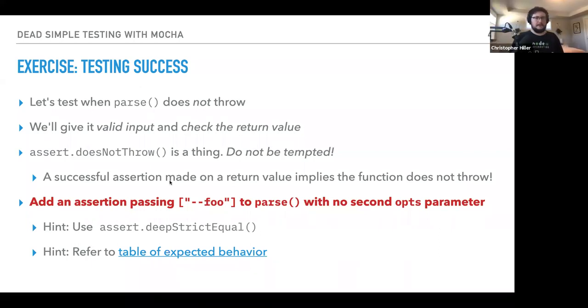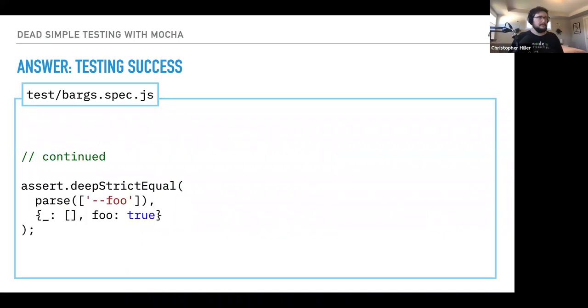Okay, so this is what I came up with for this one. We're going to call assert.deepStrictEqual, and we're passing it the return value of parse. We're not passing it a function. We're actually making a call to parse, and we're giving it the array we expected. And we're going to get back underscore empty array, which again is these positional arguments, and we're going to get foo is true. The foo property is true.